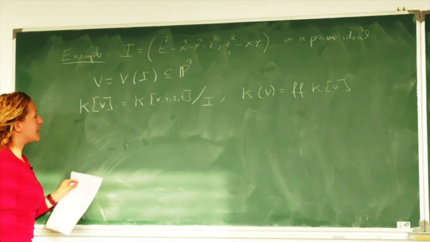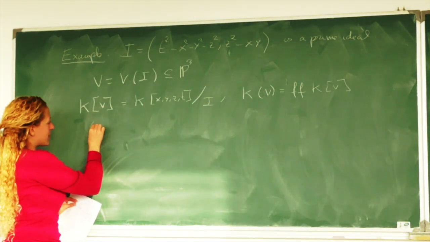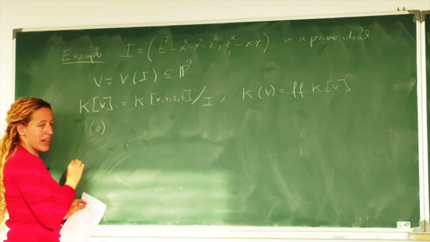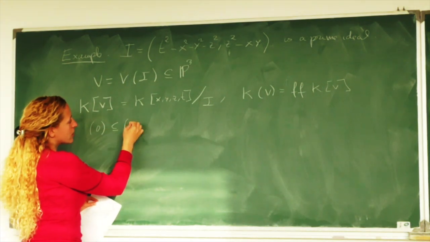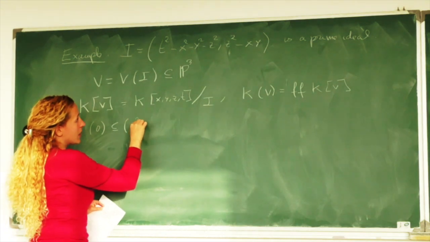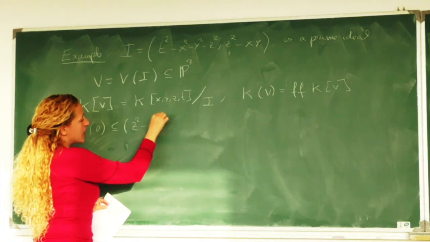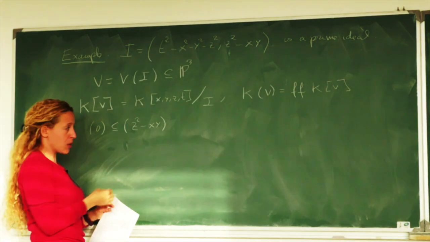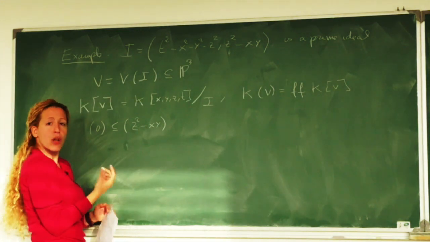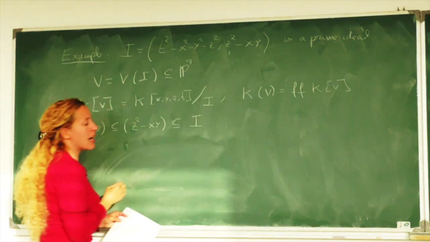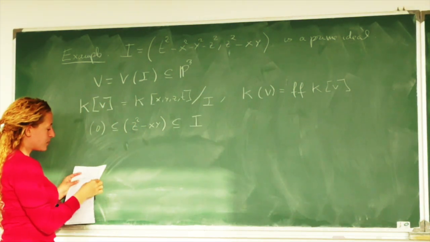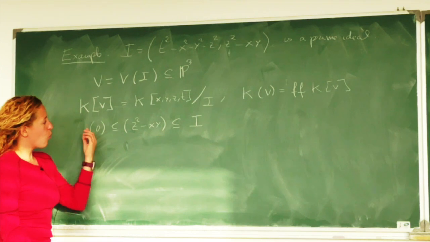And if I look at the ideals, I'm going to produce a chain of ideals. So I have this prime ideal, 0. This is contained in, for instance, this ideal, that is, again, a prime ideal, because this polynomial is irreducible and there is only one generator. And this is contained in I, right? So why did I do this?